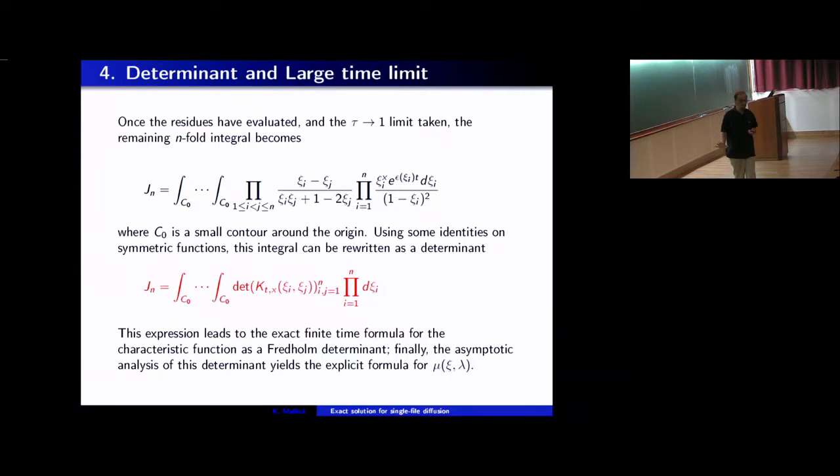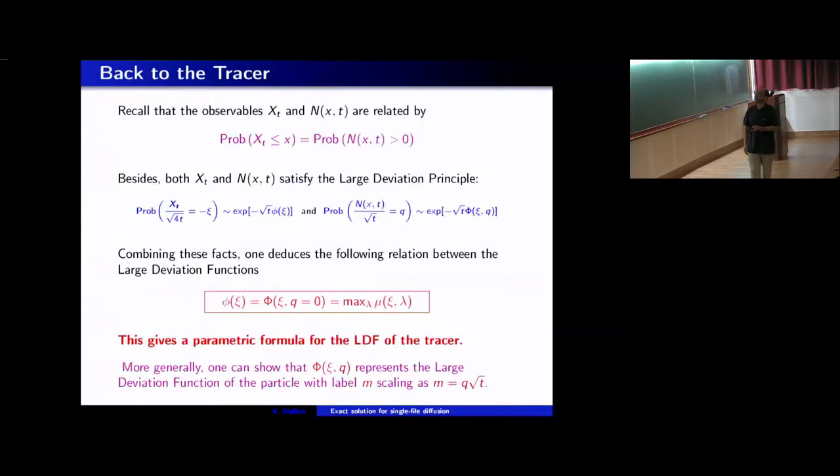So, okay, this is the end of the technical part. I just wanted to show you rapidly how things can be done. And now we can start talking about physics and probability distribution, cumulants and so on. We can go back to the tracer.